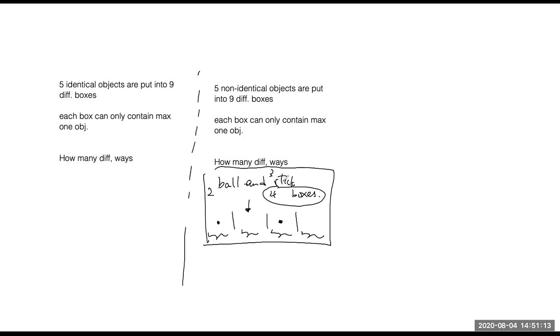So let's say there are n. Let me generalize the question. Let's say there's n balls, and then n boxes. If there are n boxes, that means there are n minus one sticks.